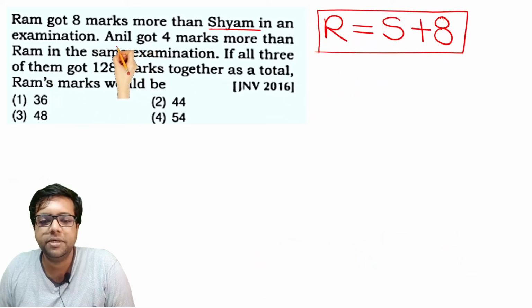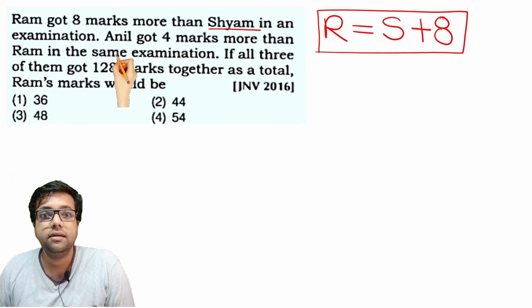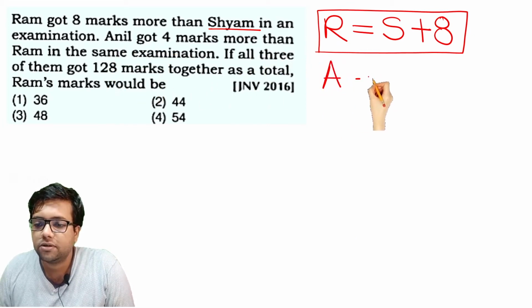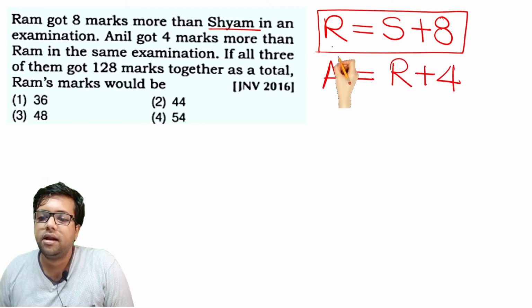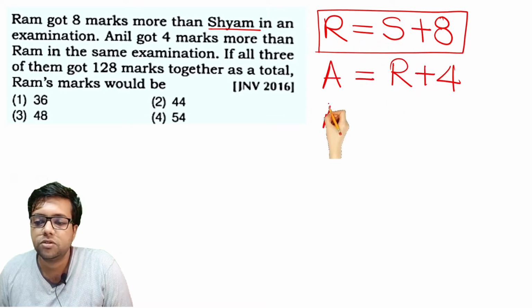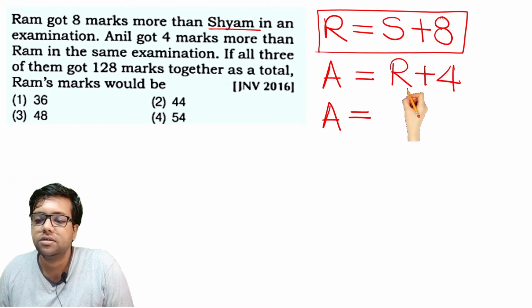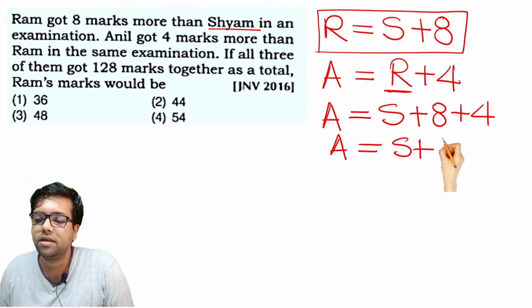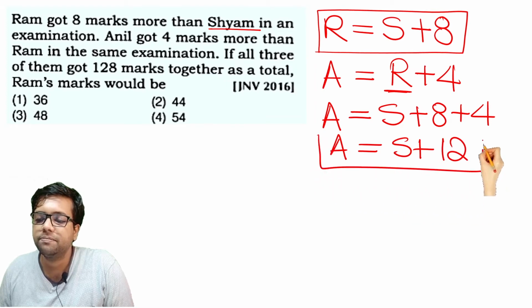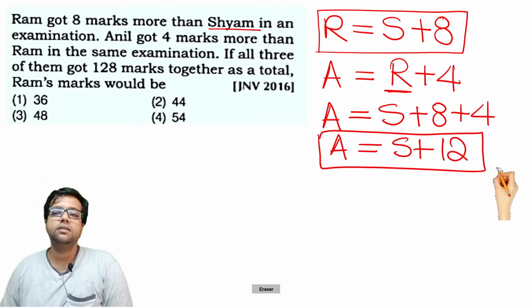The second equation would be: Anil got 4 marks more than Ram. And you know Ram's marks is 8 marks more than Shyam. So put the first equation in the second equation. What will you get? Anil's marks: replace this R with S plus 8, so S plus 8 plus 4. Anil's marks is S plus 12. This is going to be the marks of Anil.